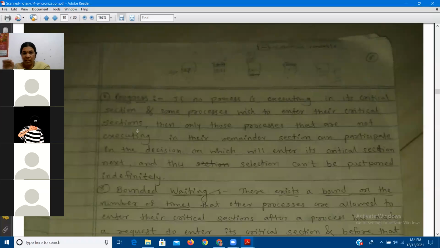So in the sense, nobody is there in the critical section, but now they want to enter the critical section. So some processes wish to enter their critical section, then only those processes that are not executing in their reminder section can participate in the decision.